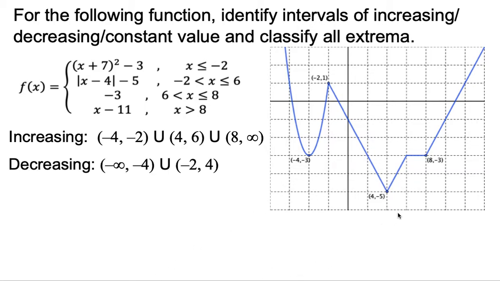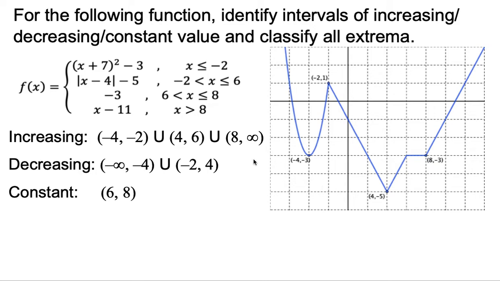As for intervals where it's constant, if we look at the interval from 6 to 8, this function is constant. Choosing any two x values in that interval will yield the same y value, no matter what pair of x values we choose. Therefore, that's the interval where the function is constant. If you piece together all of these intervals, you'll note that we cover the entire number line except for the points where we switch from increasing to decreasing, or increasing to constant, constant to increasing.